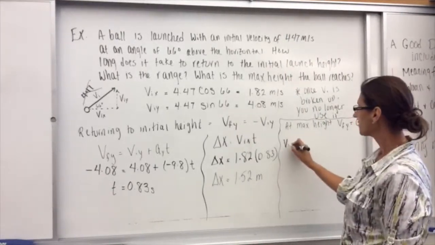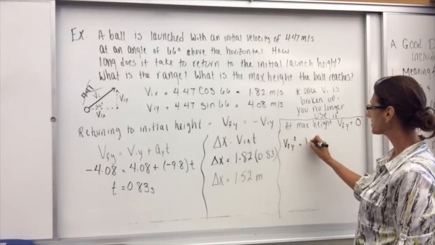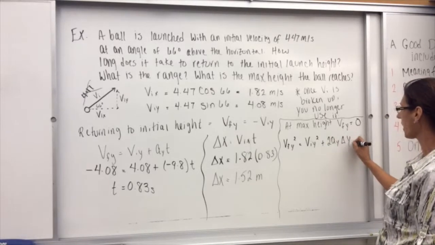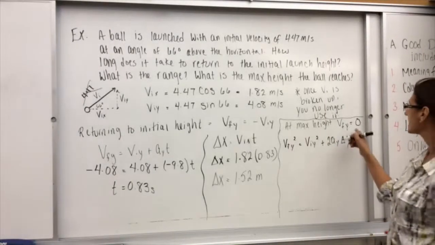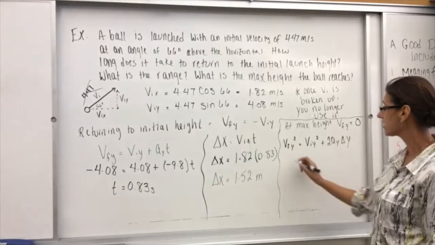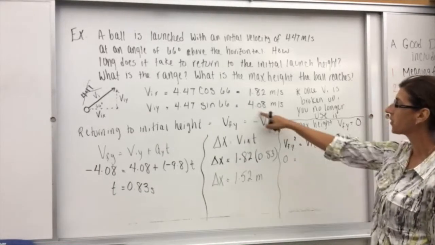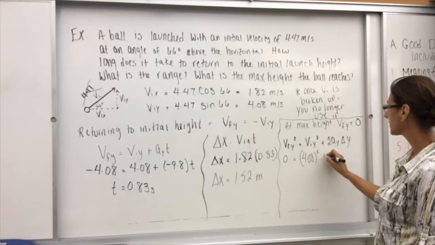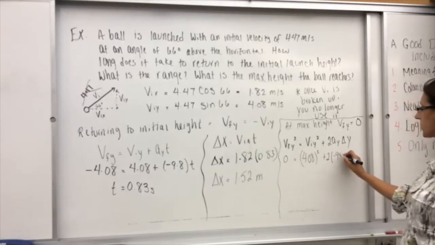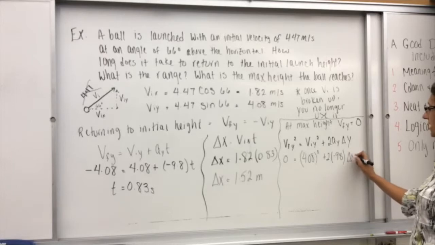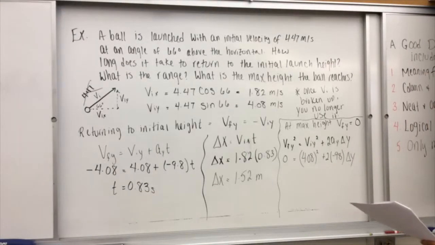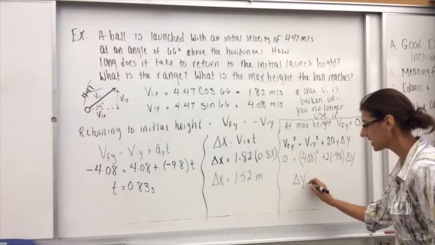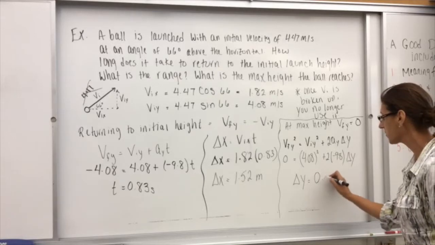So we're going to use the equation v final y squared equals v initial y squared plus 2 a y delta y. Since my max height v final is 0, I'm going to plug in 0 here. My v initial y is 4.08, so 4.08 squared plus 2 times negative 9.8 times delta y, and I'm solving for the delta y. And when I plug this in, I get for delta y 0.849.